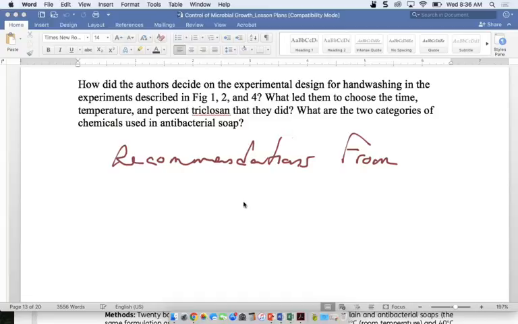I do remember they mentioned one other. American Society for Testing and Materials Standards suggests water temperature to be 40 degrees Celsius. So that is kind of a standardized way to test these antimicrobial soaps against one another or against just regular hand soap to determine its effectiveness.